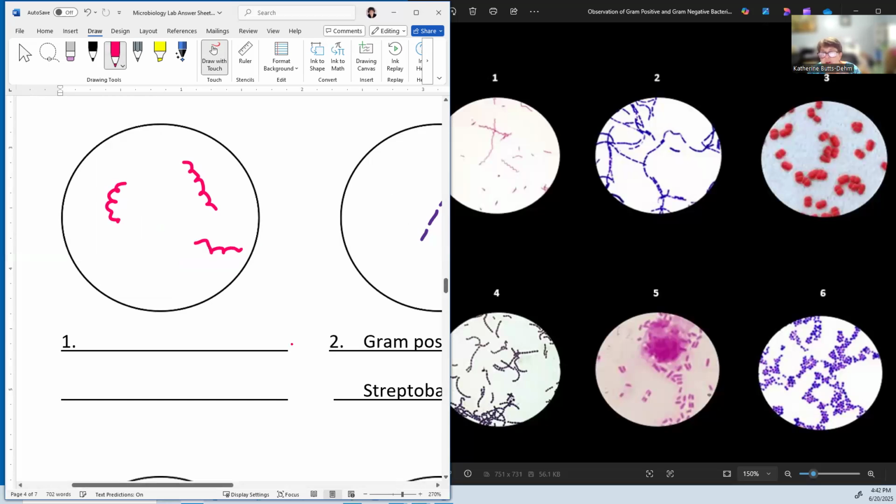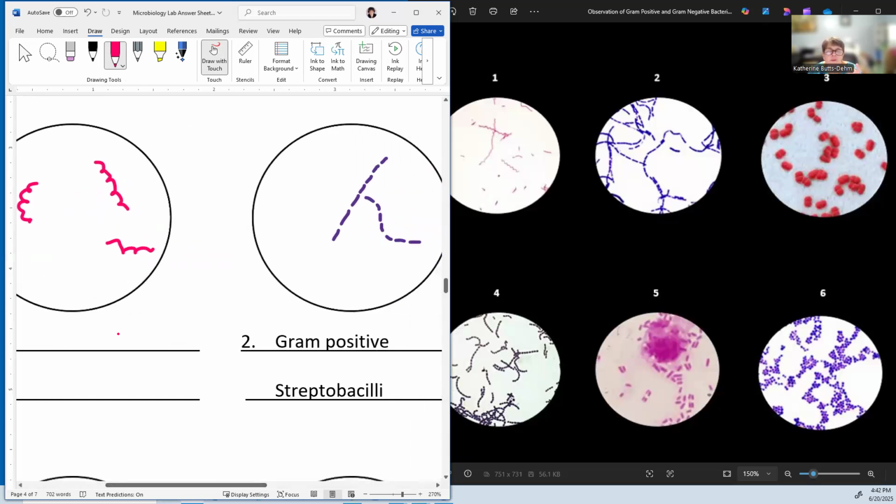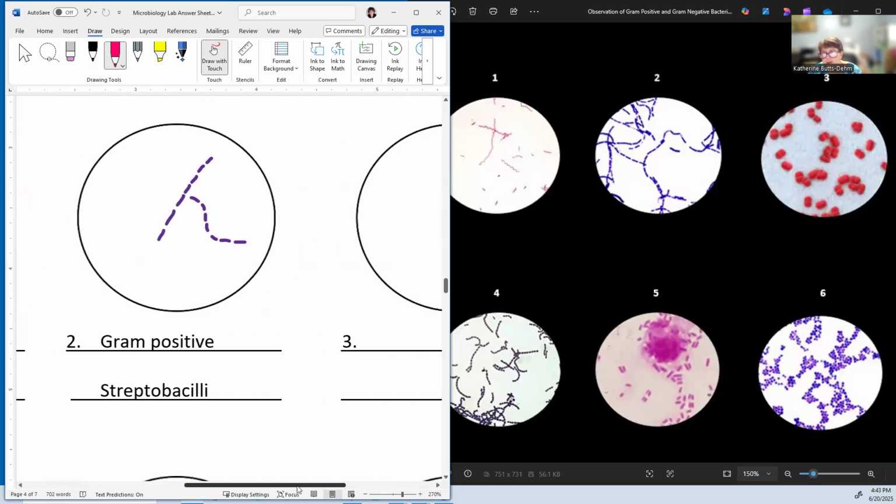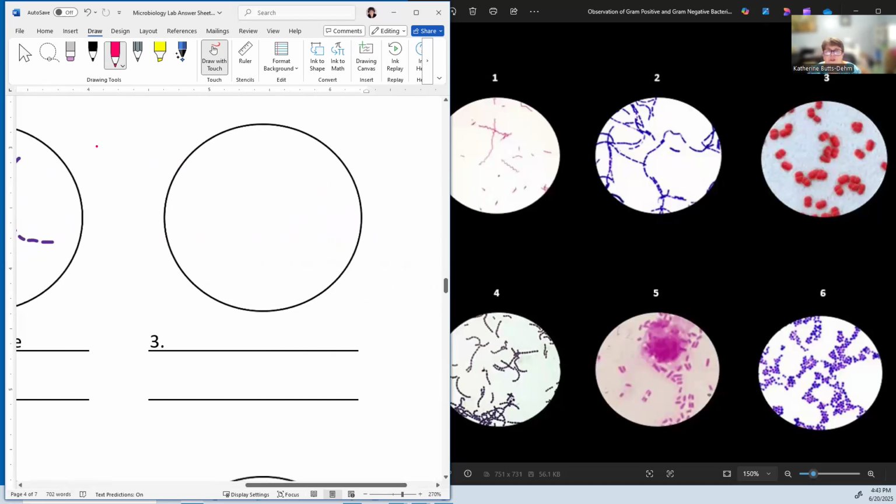Staphylo, is it in clumps or not? If it's not in anything, you don't put that. And then you have round is coccus, or cocci plural, and rods is bacillus, or bacilli plural, and then spirillum is spiral shape. So you can look at each of these.